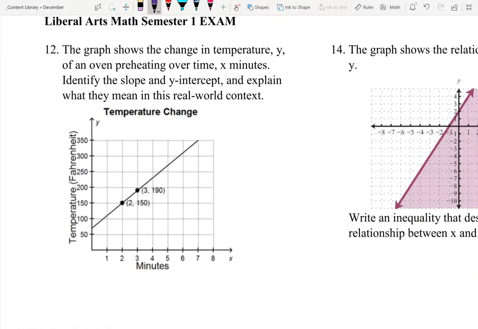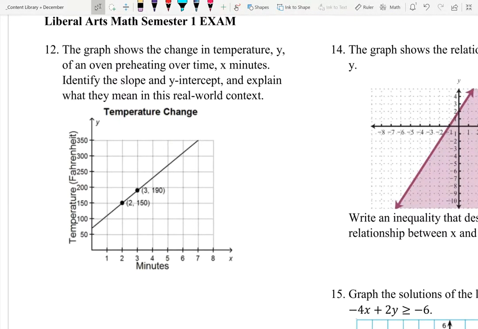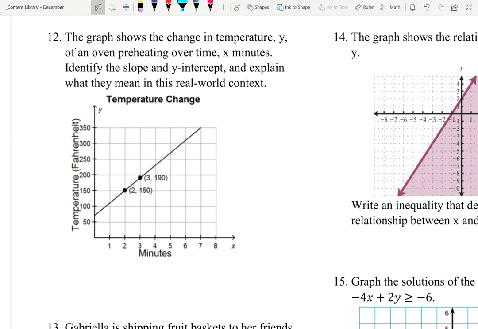Right, number 12. The graph shows the change in temperature y of an oven preheating over time in X minutes. Identify the slope and y-intercept. Explain what they mean in its real-world context.